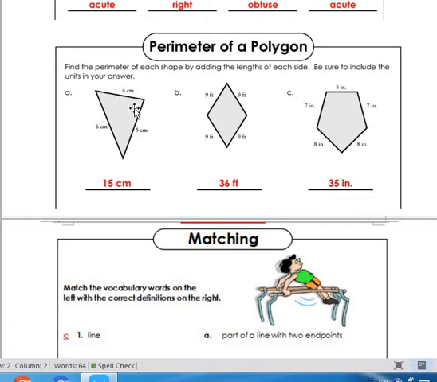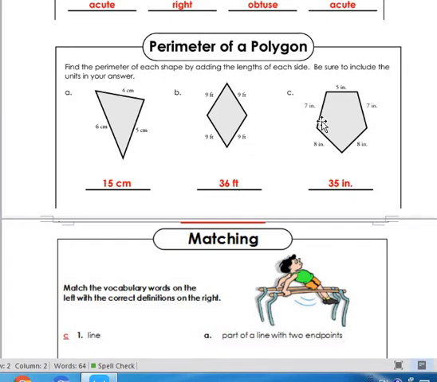So I have here in this triangle 4, 5, 6. So 4 plus 5 is 9, 9 plus 6 is 15 centimeters, without square. Here I have 9 and 9 and 9 and 9, so this is the rhombus. I'm going to say 9 times 4 because 9 is repeated 4 times, or I can say 9 plus 9 plus 9 plus 9. And the answer is in feet units.